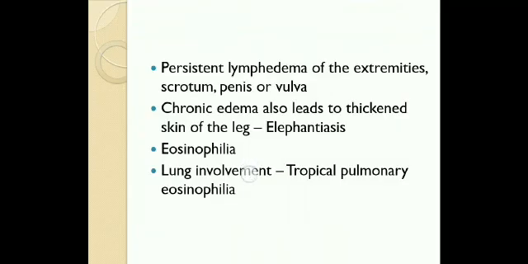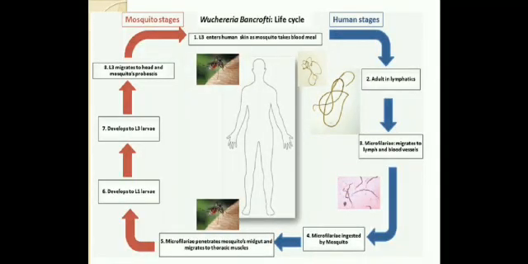So, coming to the life cycle of the parasite, the mosquito is biting here, and the microfilaria will enter the tissue, and within the tissue it develops into an adult. This adult worm produces microfilaria that goes into the blood, and from this blood it enters another mosquito.